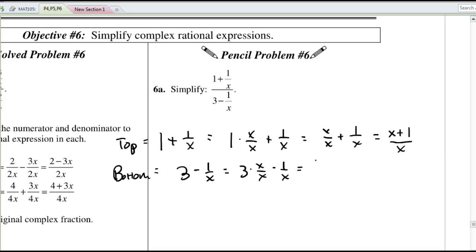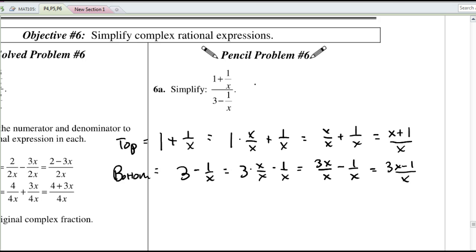And we end up with 3x over x minus 1 over x, which gives 3x minus 1 over x. Important little thing to remember. When we have the number 3 and we multiply it by x over x, what is 3 as a fraction? It's just the number 3 divided by 1. So it's 3x over 1 times x, which is how I got 3x over x.